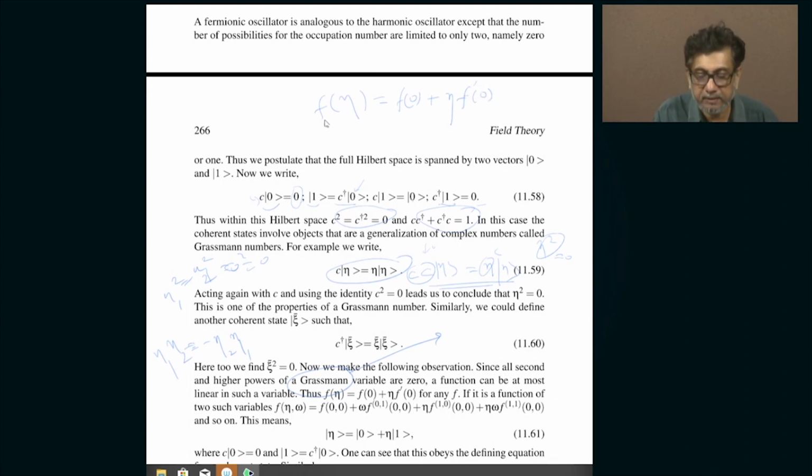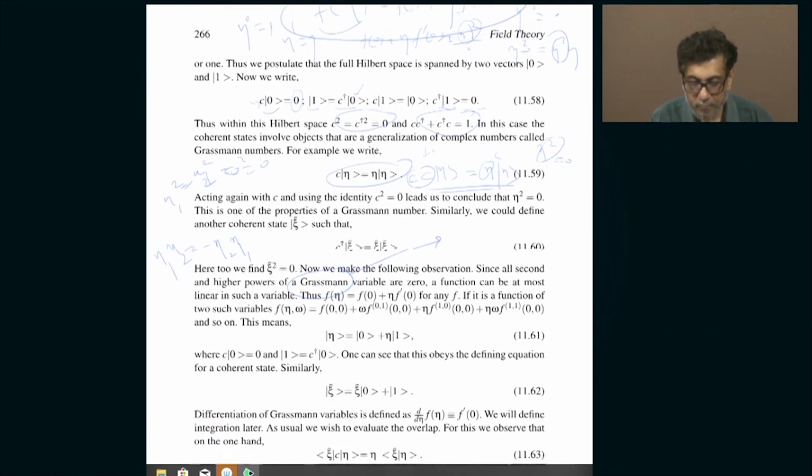so if you do a formal Taylor series, what is this? It is f of 0 plus eta f dash of 0 plus eta squared f double dash, but eta squared is 0, because eta is a Grassmann number, and eta cubed is also 0, because eta cubed is eta squared into eta, but eta squared is 0. So, everything is 0 except eta to the power 0, which is 1, and eta to the power 1, which is eta, and all higher powers are 0. If all higher powers are 0, any function of the Grassmann variable is linear. So, that makes an enormous simplification there.